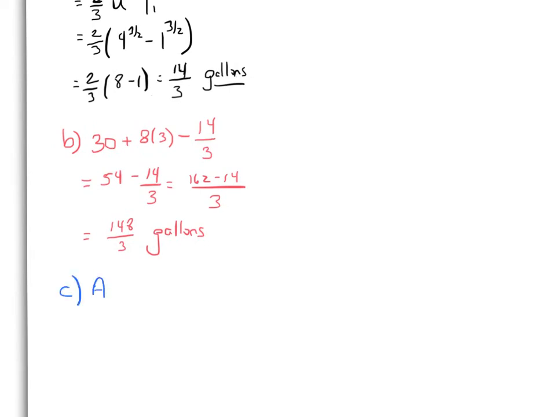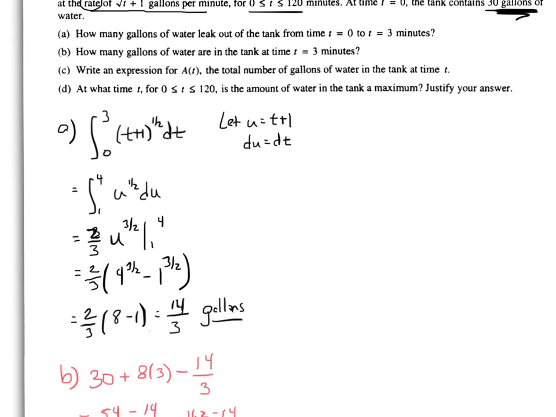We know that the amount starts with 30. We're adding 8 gallons per minute, but then we've got to subtract out our integral, which looks like that. And then I think we're done with part C. Now we have part D. At what time is the amount of water in the tank a maximum?